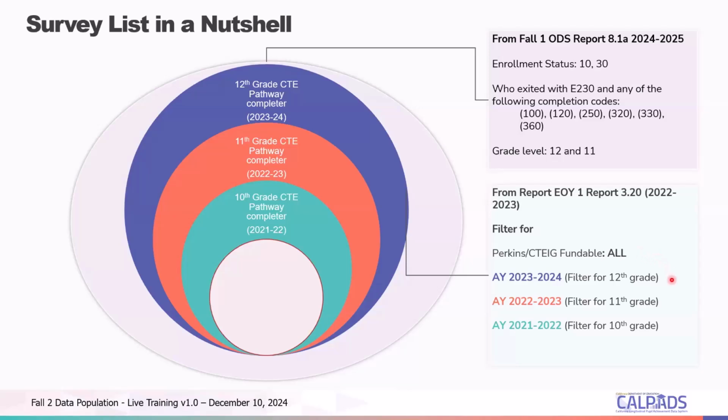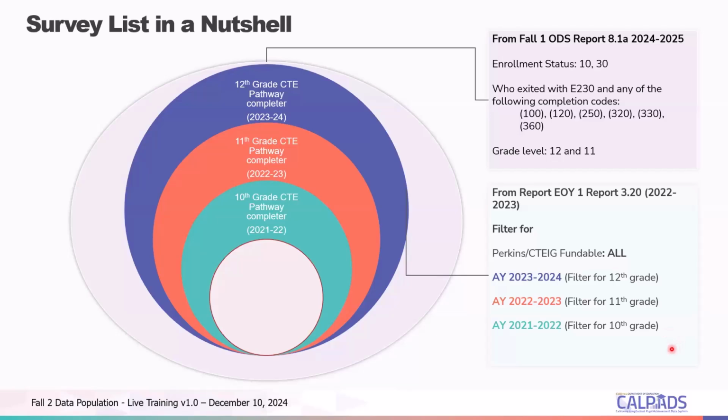And here we will again filter for Perkins CTEIC fundable all, and we will run the report 3 times. We'll run the report first, filtering for 12th grade and academic year 2023-24 to determine our high school completers who completed a CTE pathway in their senior year. We'll run report 3.20 a second time, filtering for 11th grade and academic year 22-23 to determine our high school completers who completed a CTE pathway in their junior year. And then we will run the report a third time, filtering for academic year 2021-22 and 10th grade to determine which of our high school completers completed a CTE pathway in their sophomore year.